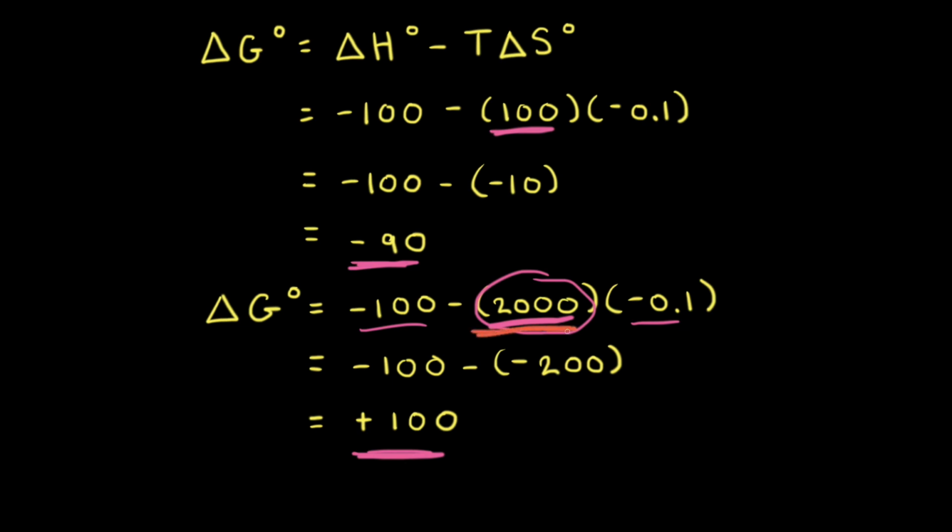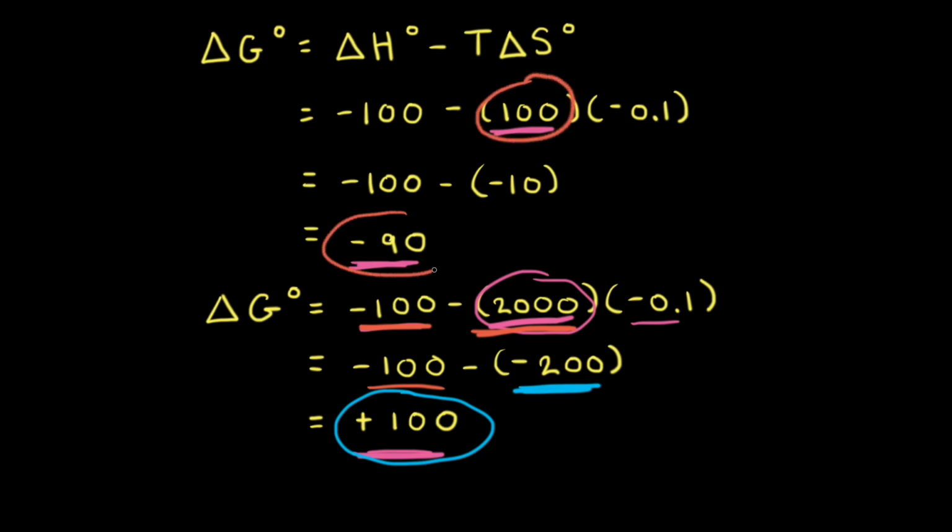So at this higher temperature, even though the enthalpy term is favorable, now the unfavorable entropy term outweighs the favorable enthalpy term and gives us a positive value for delta G naught. Therefore, at a relatively lower temperature, delta G naught is negative. However, at a higher temperature, delta G naught is positive.